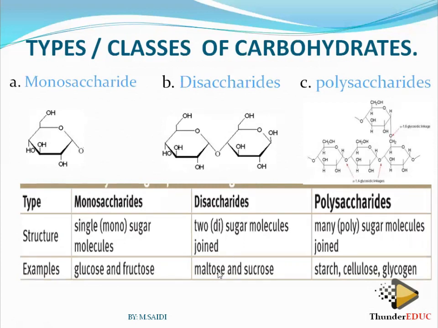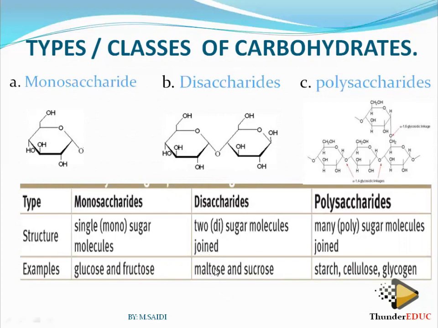And then you have disaccharides. Examples you can find are maltose, which is an example of a disaccharide, and sucrose is also an example of a disaccharide. Then you have polysaccharides. Starch, cellulose, and glycogen are examples of polysaccharides.